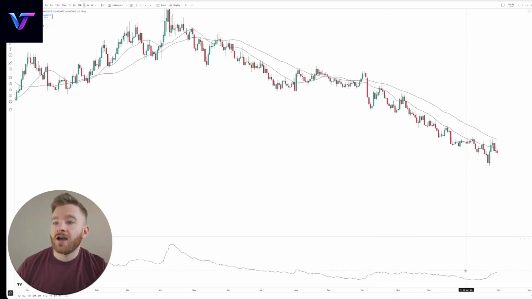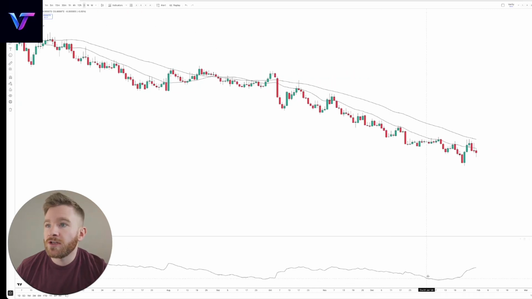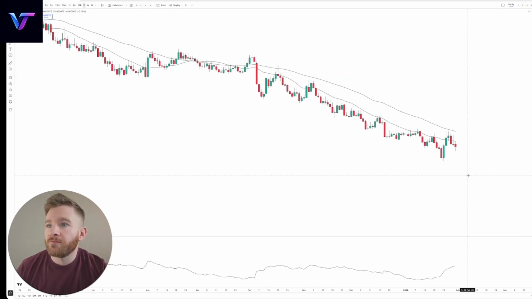So the question is, are we going to see a continuation here now? There's already talks of intervention. But again, my advice to you is trade the market in front of you. The yen is dropping, so don't try and go long yen.